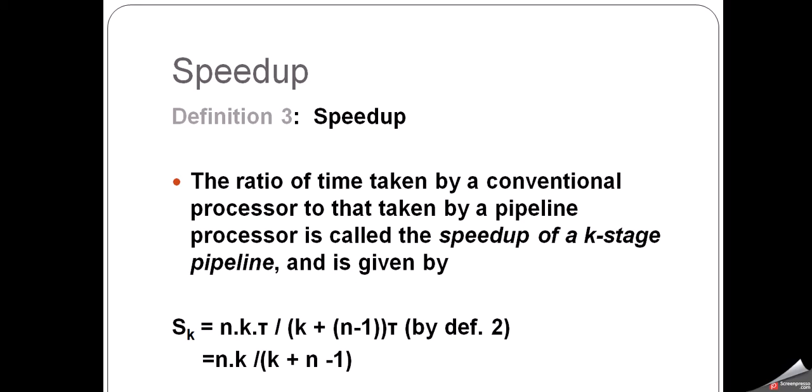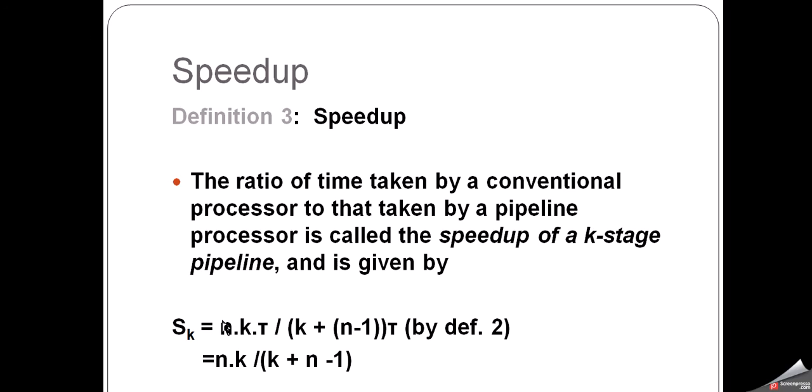Definition of speed up. This is what I more or less started this presentation by talking about. There's some advantage. The speed up, so here's the definition. The ratio of time taken by a conventional processor to that taken by a pipeline processor is called the speed up of a k-stage pipeline, and it's given by the following expression.